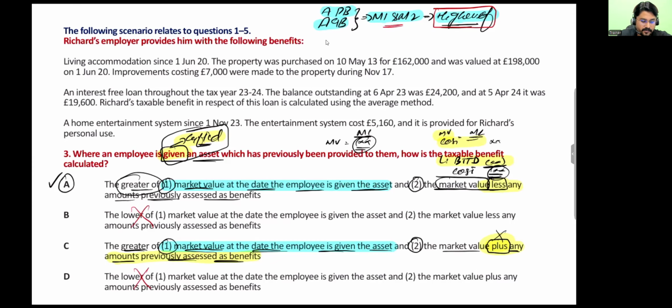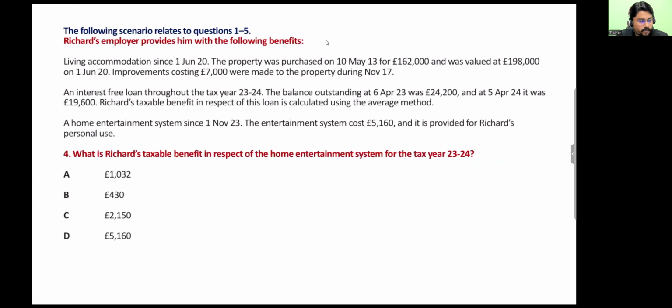Okay, moving forward, here we have the fourth question of the scenario. Your time starts now. In question 4, what is Richard's taxable benefit in respect of the home entertainment system for the tax year 23-24? That's pertaining to the last part of the question.